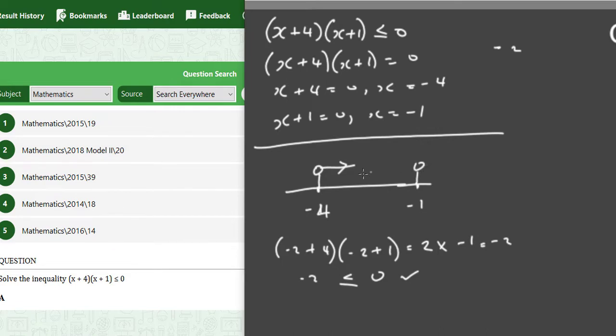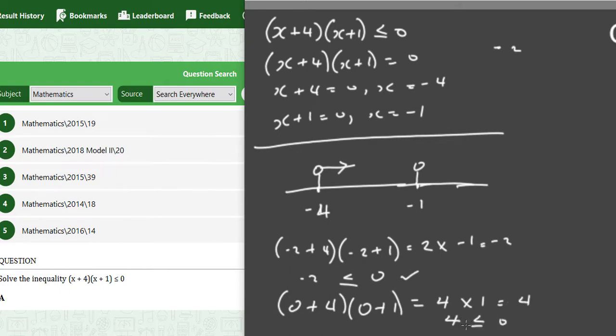If you insert 0 on the left side of the inequality, you have 0 plus 4, then 0 plus 1, right? Now you want to multiply. That's 4 times 1, and that will give us 4. So can we say that 4 is less than or equal to 0? No, we can't say that. This is wrong. 4 is actually greater. So it is not reasonable to say that x is greater than minus 1.